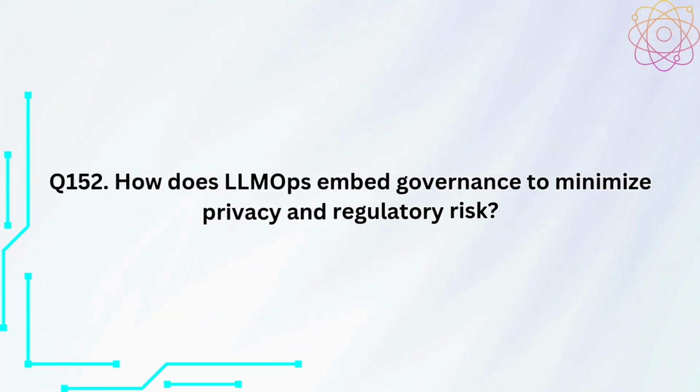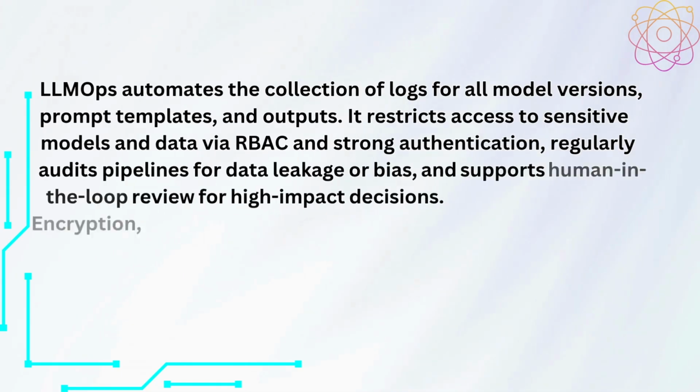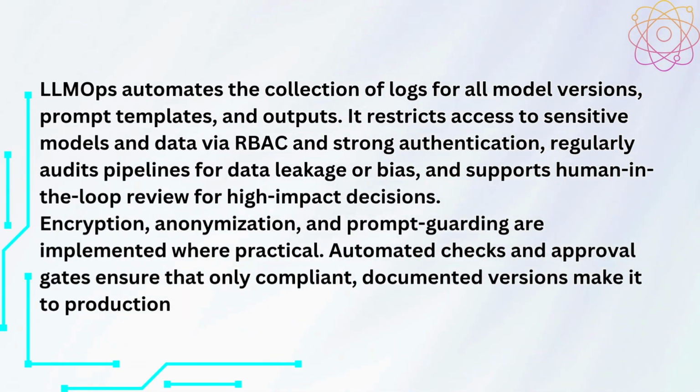How does LLM Ops embed governance to minimize privacy and regulatory risk? LLM Ops automates the collection of logs for all model versions, prompt templates, and outputs. It restricts access to sensitive models and data via RBAC and strong authentication, regularly audits pipelines for data leakage or bias, and supports human-in-the-loop review for high-impact decisions. Encryption, anonymization, and prompt guarding are implemented where practical. Automated checks and approval gates ensure that only compliant, documented versions make it to production.